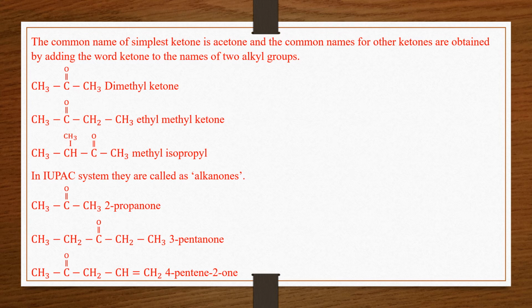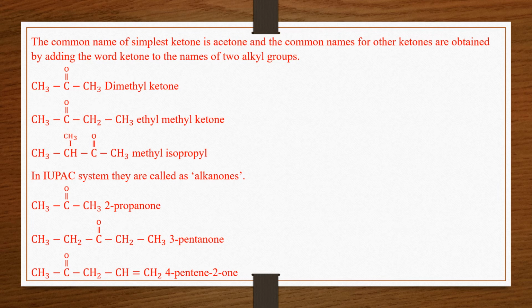One more example, CH3 C double bond O CH2 CH3. On one side of the carbonyl group, we have a methyl group. And what is the other group, students? This is the ethyl group. Okay. Now, add the word ketone to the names of the two alkyl groups. So, ethyl methyl ketone. What is it called, students? Ethyl methyl ketone.